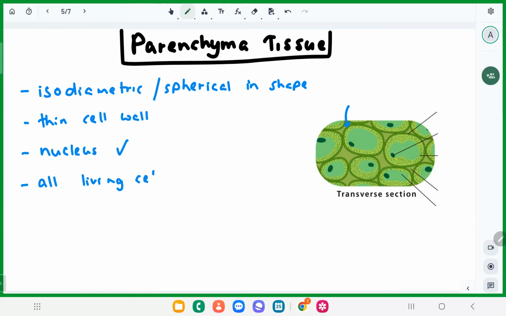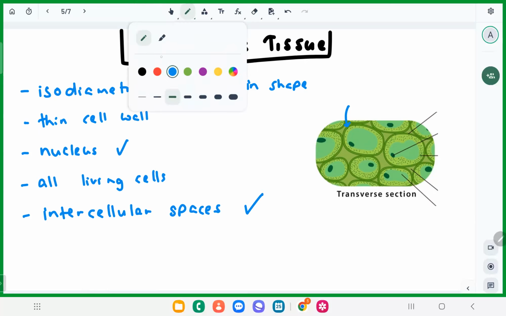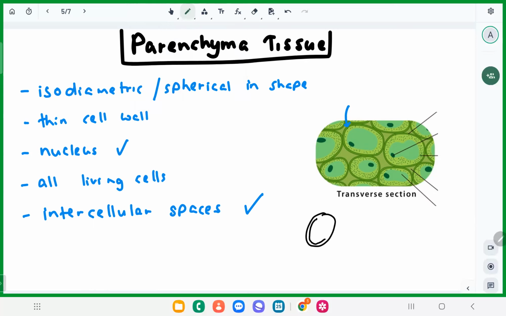And finally, if you look at the space between the cells, just look at these cells over here, like this one and this one and this one, you can clearly see that there are spaces between the cells. So we say that in the parenchyma tissue, intercellular spaces are present. So if ever at your exam you get a tissue like this, where you see these cells with thin cell walls, and where there are intercellular spaces between the cells, if you ever get a diagram like this, this is the parenchyma tissue.